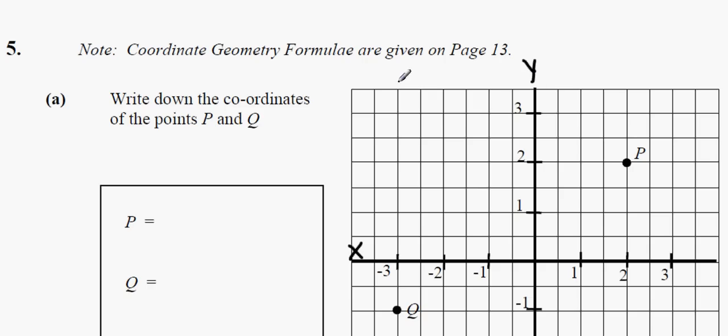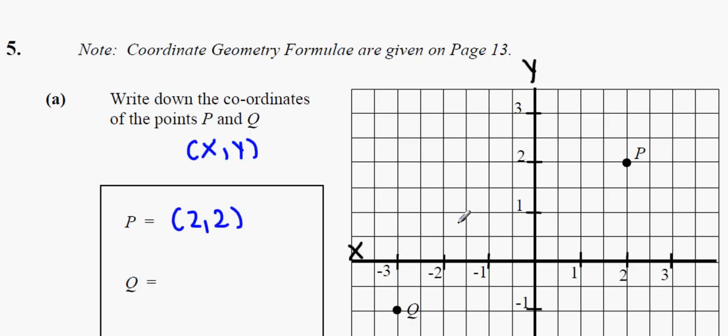To find the x value, we first go along the horizontal line and find out where P is. So we go here and the x value for P is 2. Now remember, the x value always comes first and the y value comes second. So the x value for P is 2, and the y value for P is also 2. So P is 2, 2.